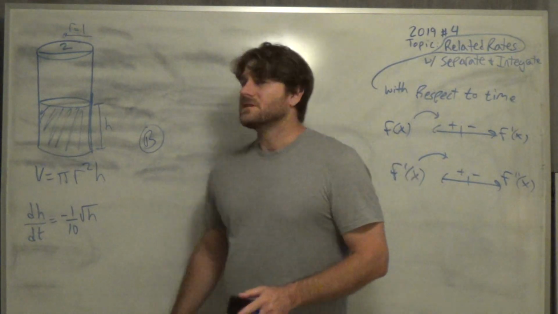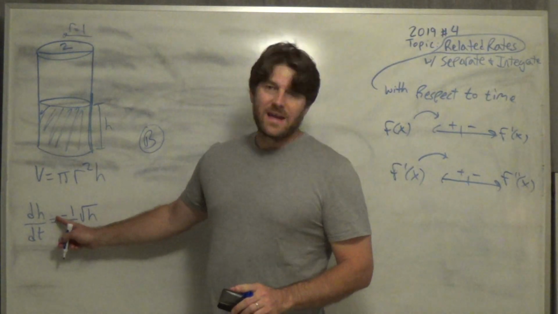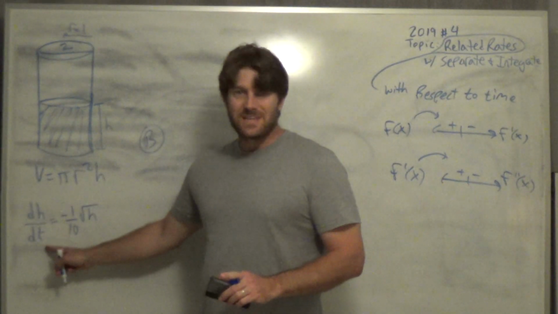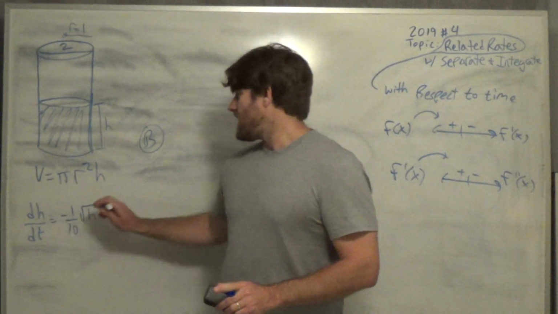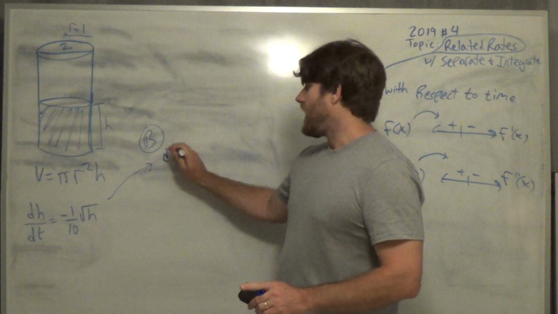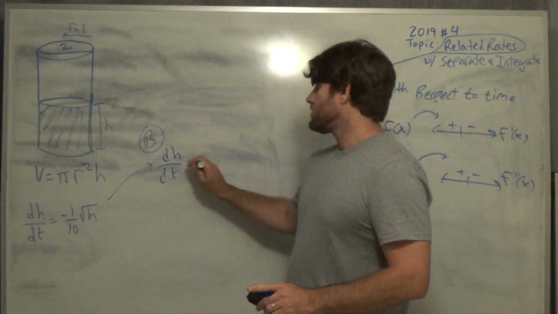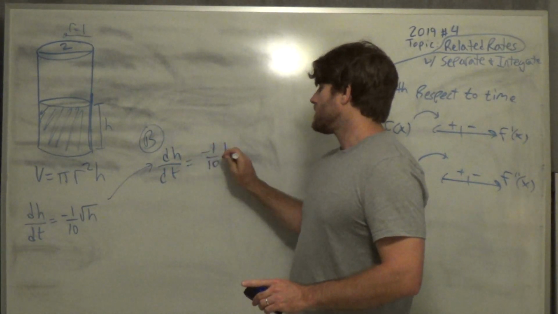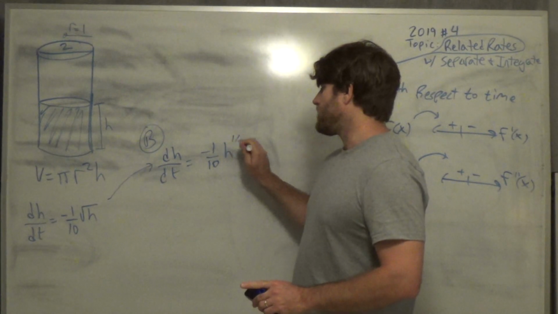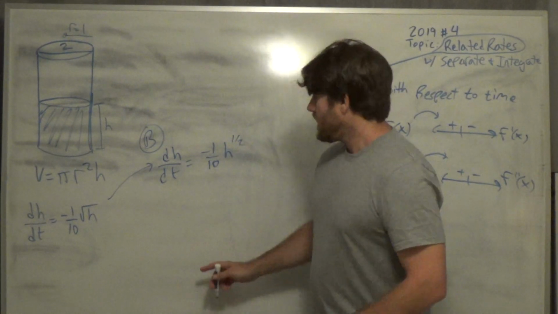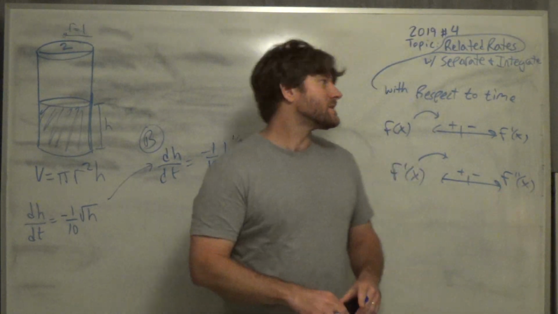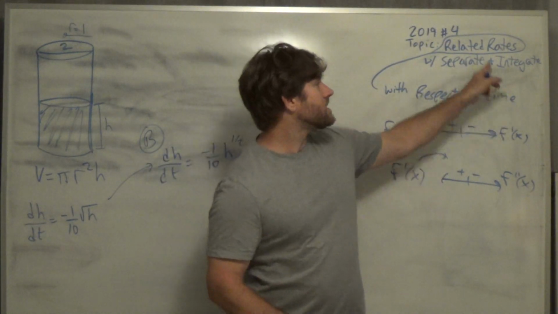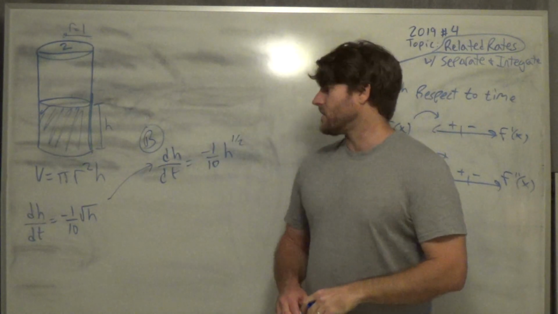So the question is, the rate of change of height, that's dh/dt, is it increasing or decreasing? Meaning we need to look at its derivative. Now before I look at its derivative, I want to rewrite it as h to the 1/2 power. Oh, by the way, read the question. Do you see the words with respect to time? With respect to time, related rates. Part B is related rates as well.